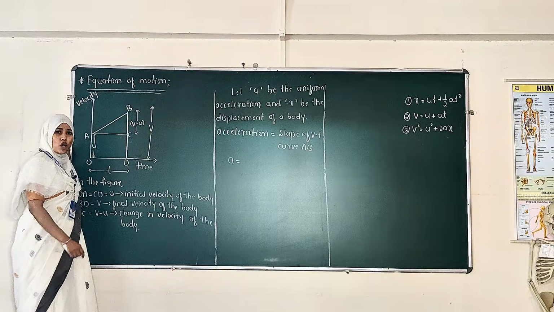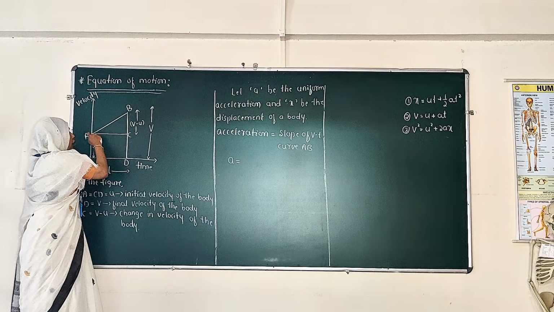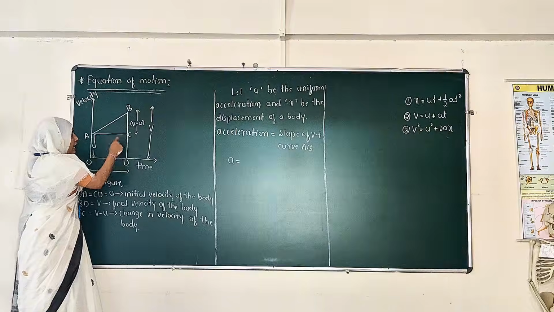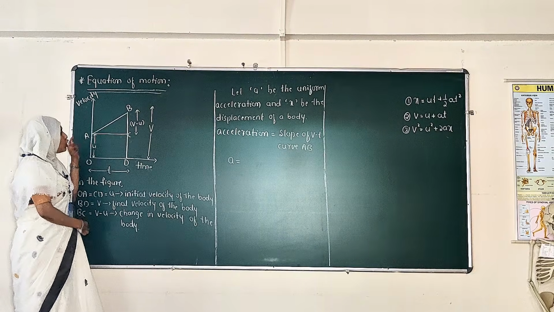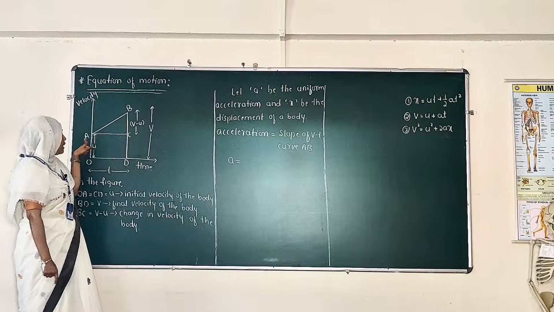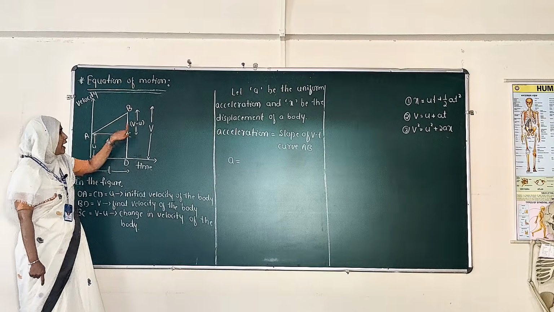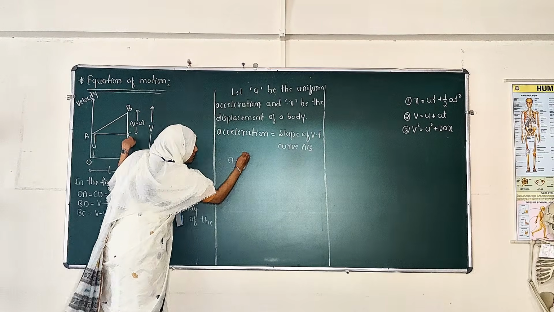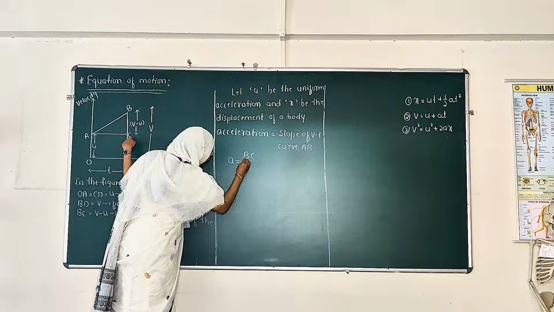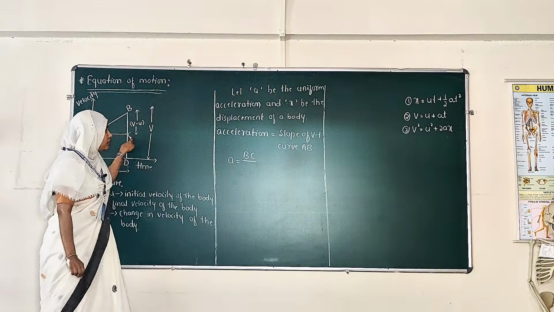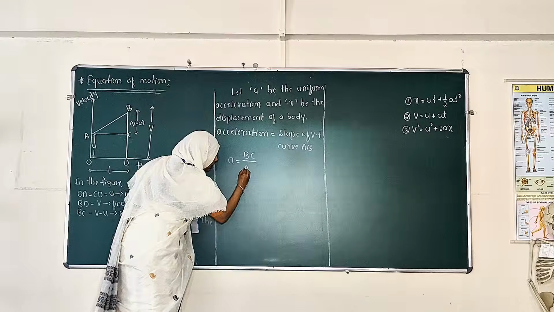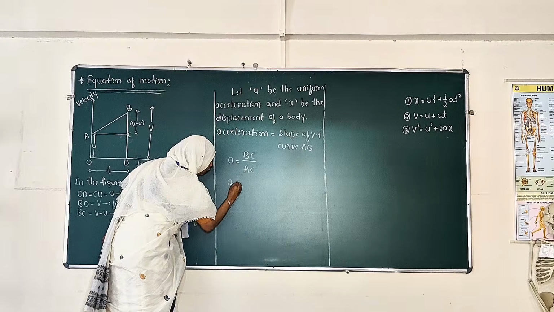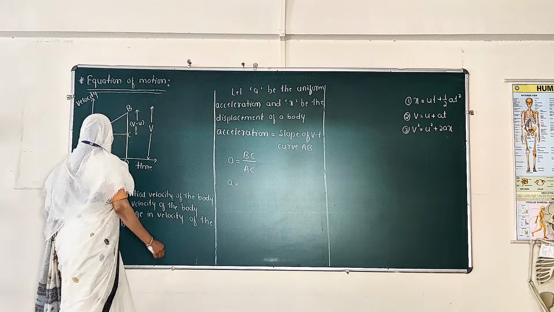How will you calculate the slope of the curve AB? Here you are clearly observing the triangle ABC. How will you calculate the slope? Slope is nothing but height divided by base. What is the height? Height is BC. Write it. BC divided by, what is the base? Base is AC. Then A is equal to BC divided by AC.